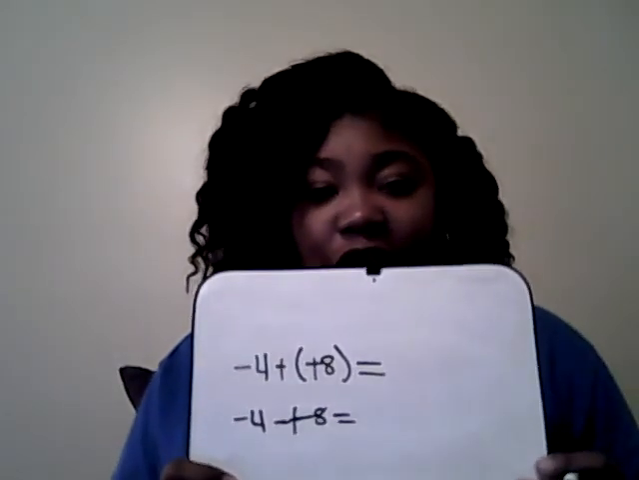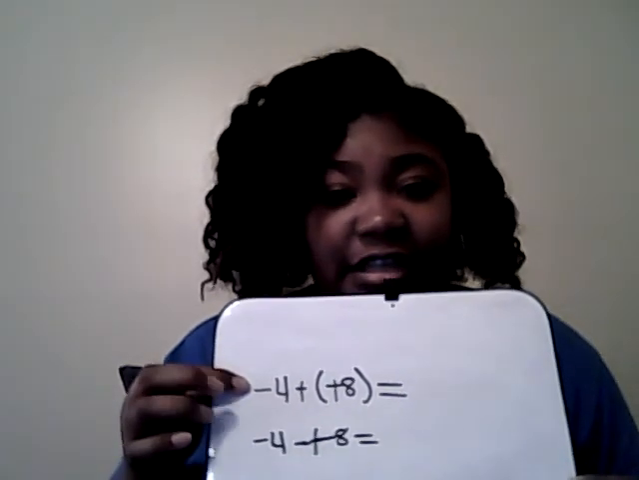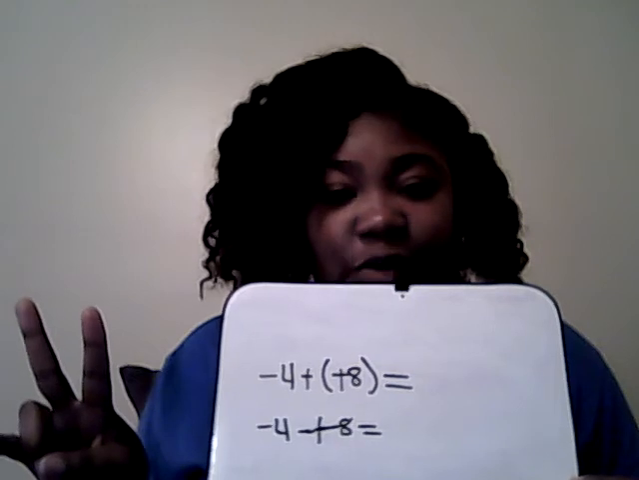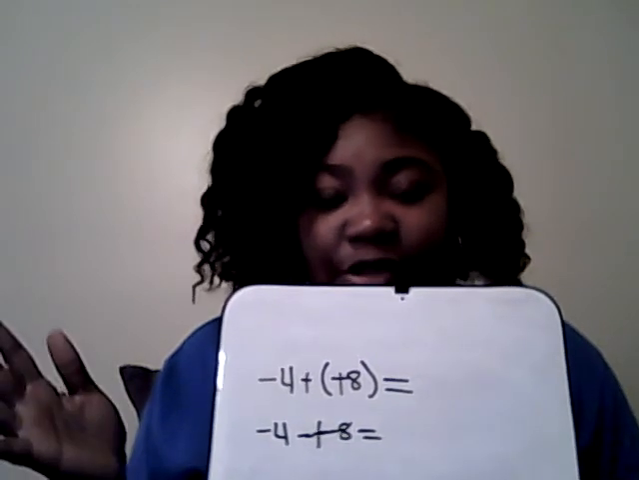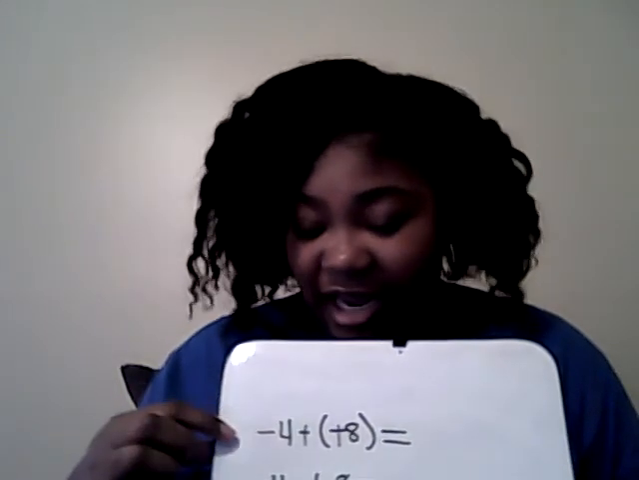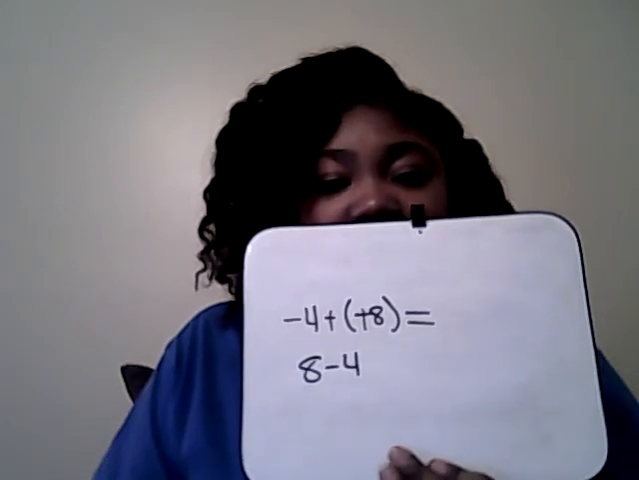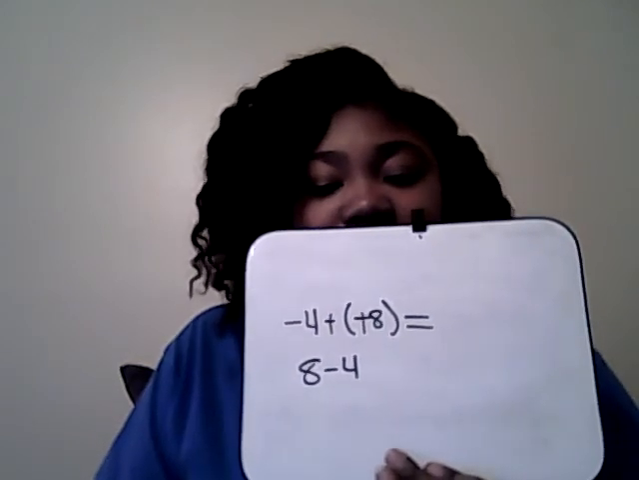Okay, but you still have a negative sign over here, so you're still going to end up subtracting, because when the signs are opposite, you're always going to subtract. So a positive 8 and a negative 4 is just like saying 8 minus 4. If you flip these two numbers and set it up like this, 8 minus 4. That's it. And 8 minus 4 is 4.